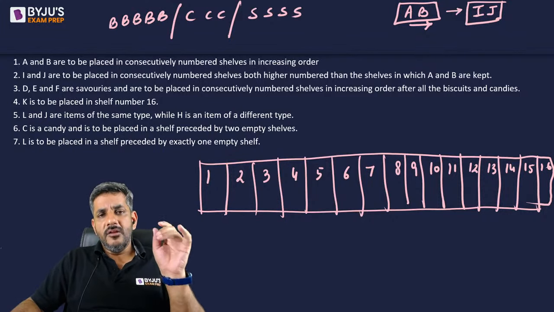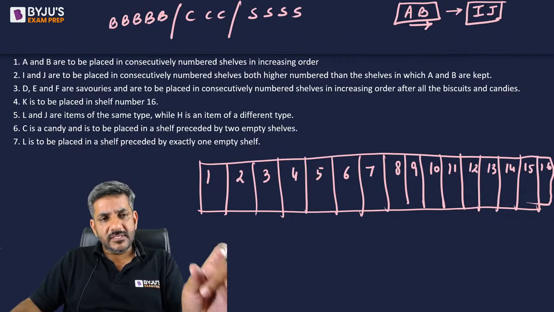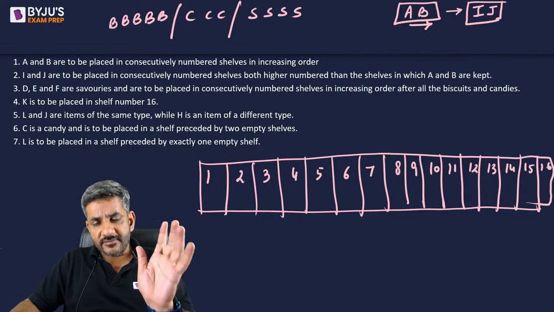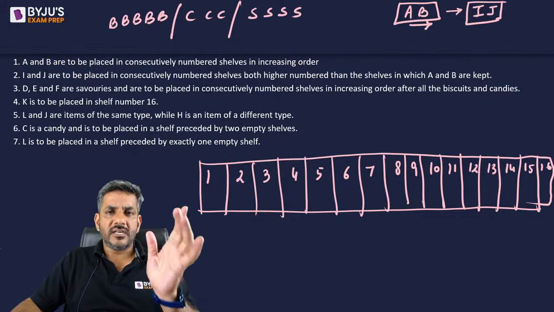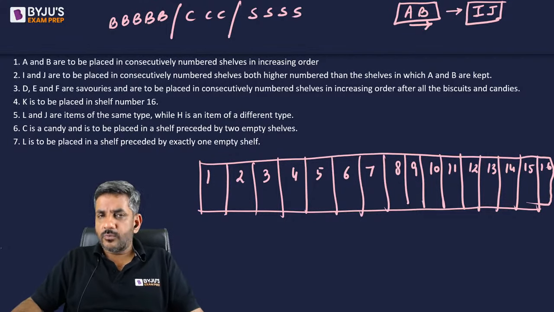ये पक्का है. So A and B both are either biscuits or both are candies or both are savories. I and J, they both are biscuits or both are candies or both are savories. That we do not know which one is what. Currently अभी तक हम लोगों को नहीं पता.